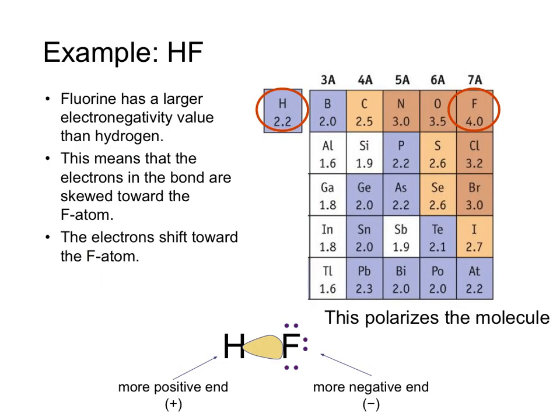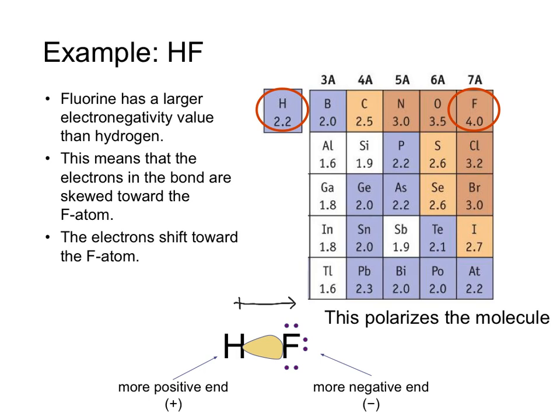Here we have the example of hydrofluoric acid. As we saw before, the difference in electronegativity between hydrogen and fluorine is drastic enough that we will develop a polar bond. We represent a polar bond by drawing what we call a bond dipole, in which we draw an arrow in the direction of the more electronegative atom, and we put a plus sign at the end of that arrow over the more positive end of the molecule. And so this shows us the direction of electronegativity.